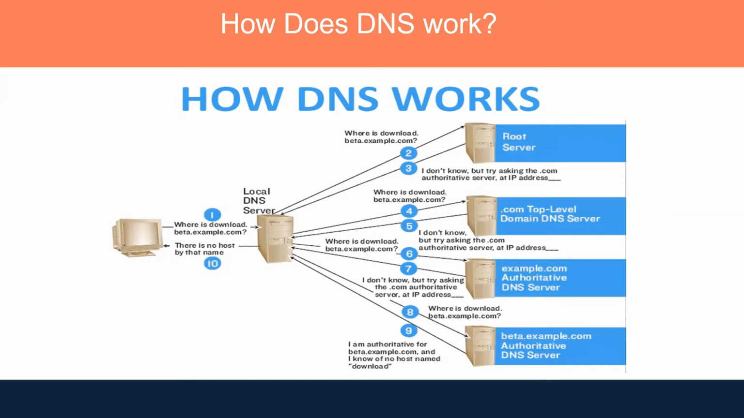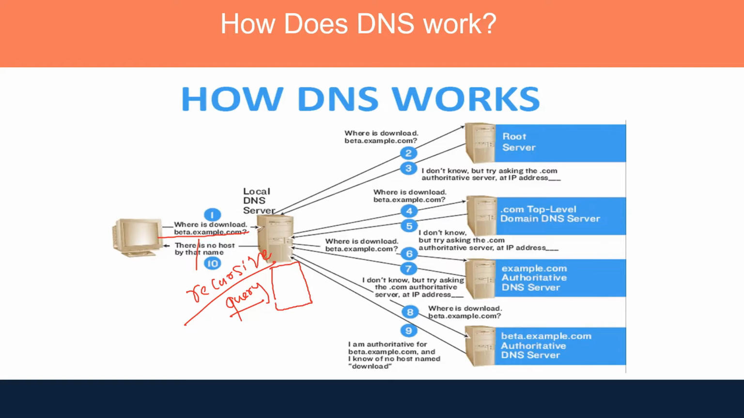For example, there is a system which wants to access a particular website. We can take the example download.beta.example.com. First of all, that query is generated by the system. This is a recursive query, generated by the system to the local DNS. As soon as it goes to the local DNS, it checks its databases to see whether there is any IP mapped against this particular name.